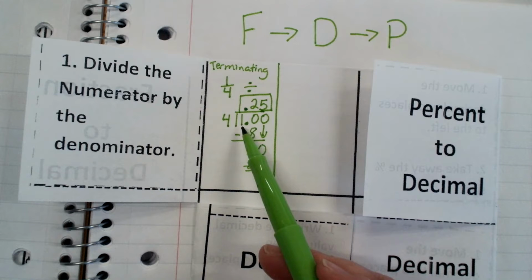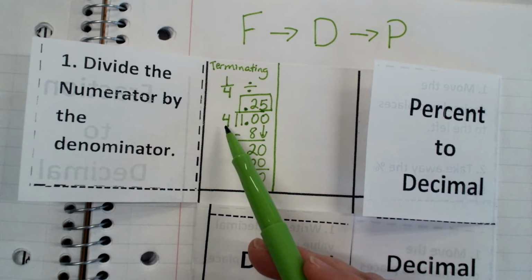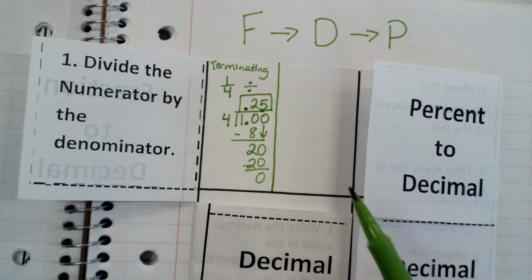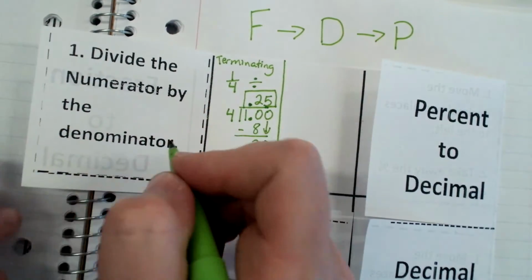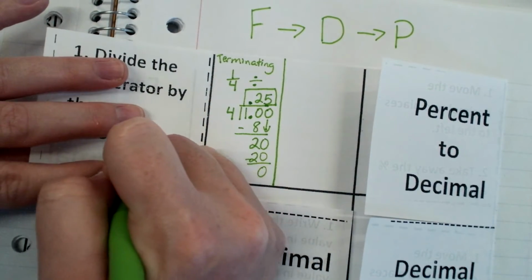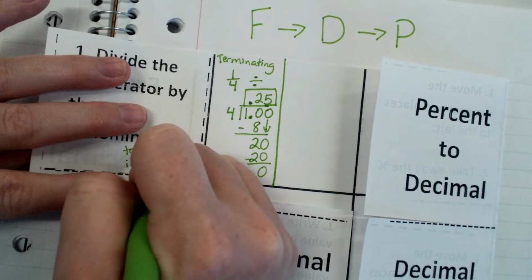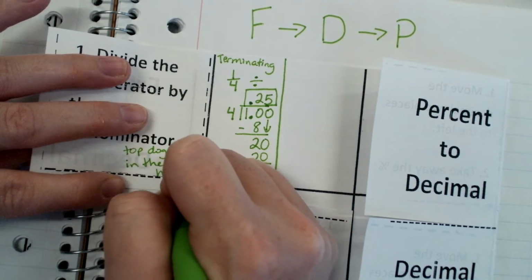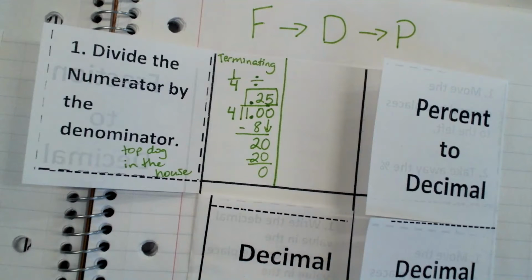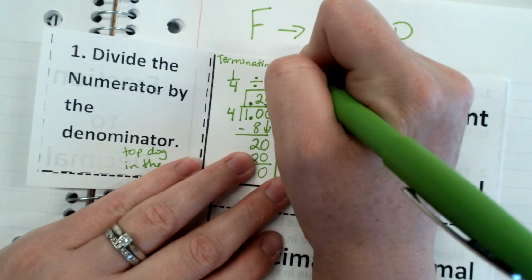So you're always going to divide the numerator by the denominator. Top dog goes in the house. Write that in the bottom if you want to. Top dog in the house. Write that in your notes if you need to. Okay, now I want to do an example of a repeating decimal or a non-terminating decimal.